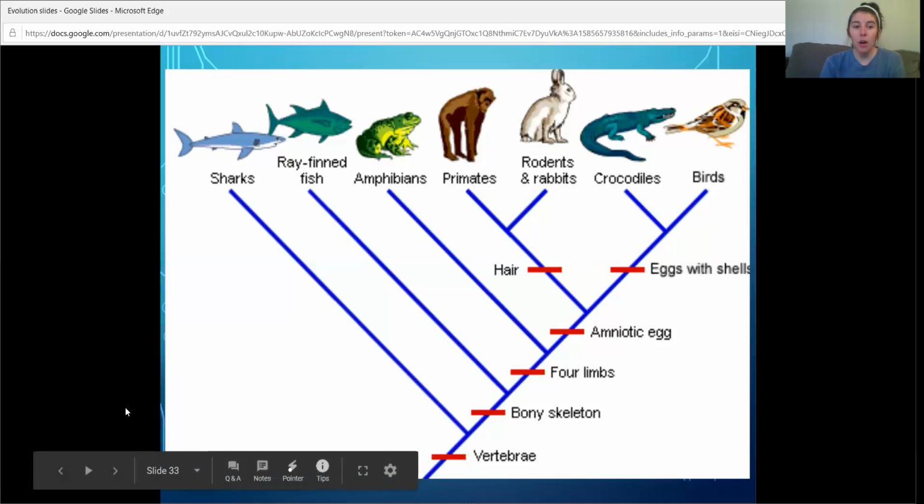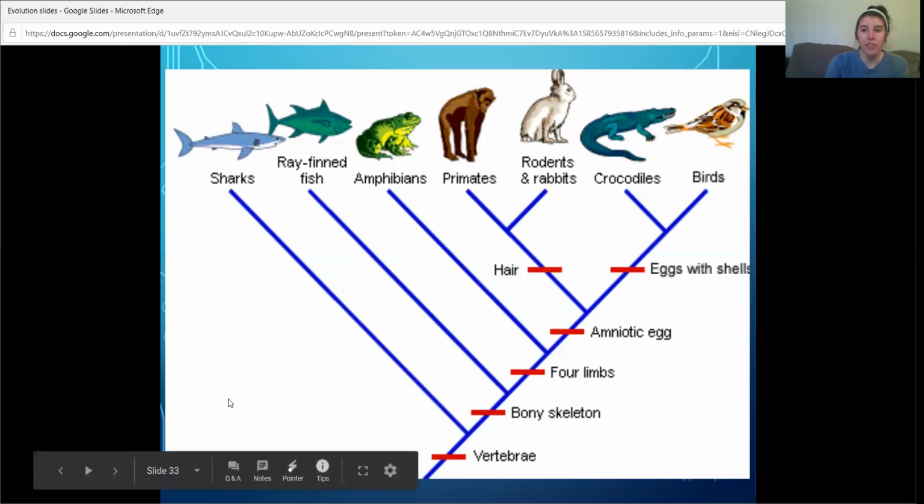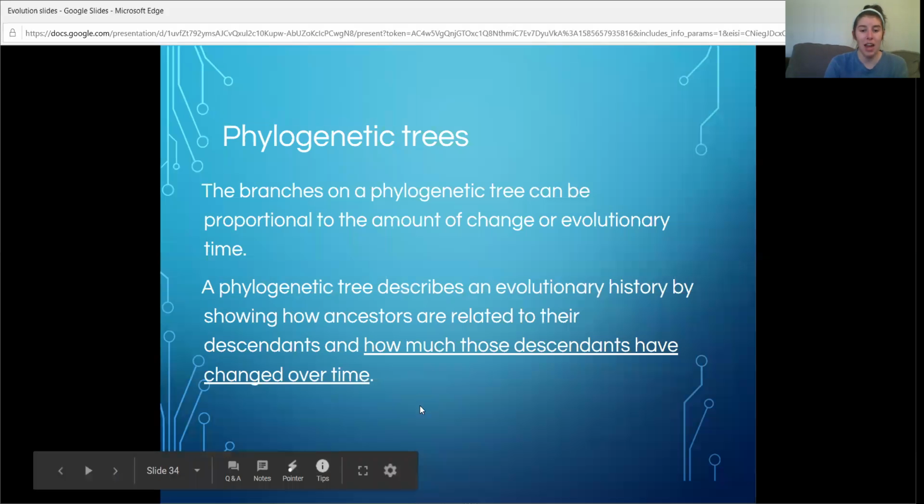So this is just a really cool way to see kind of how these species are connected in a way, how they are related, how some of their structures are similar, how they're different, and where they differ. So this is just a really cool way to assess that and look at that.